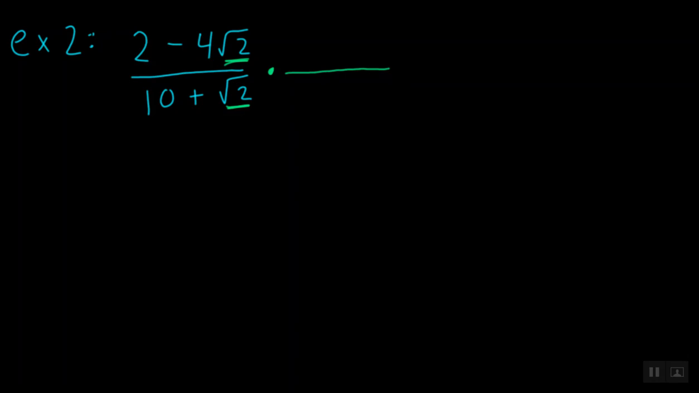And it turns out the conjugate is going to be 10 minus the square root of 2. And when we multiply the bottom by it, we have to multiply the top. Okay, so let's go ahead and start multiplying. Remember, we're going to use our FOIL method, and I'll use 4 different colors here.